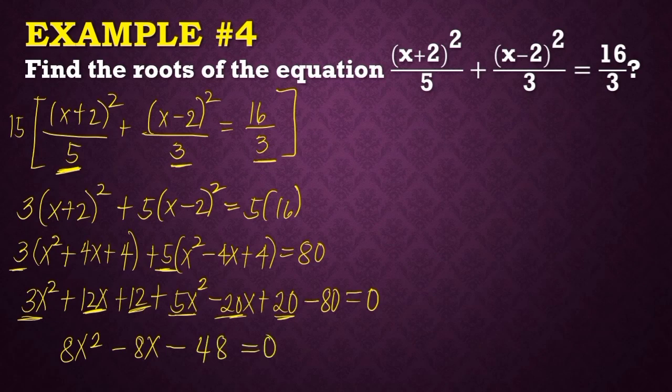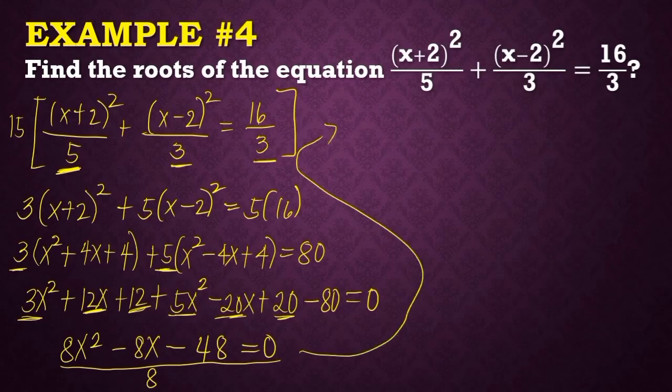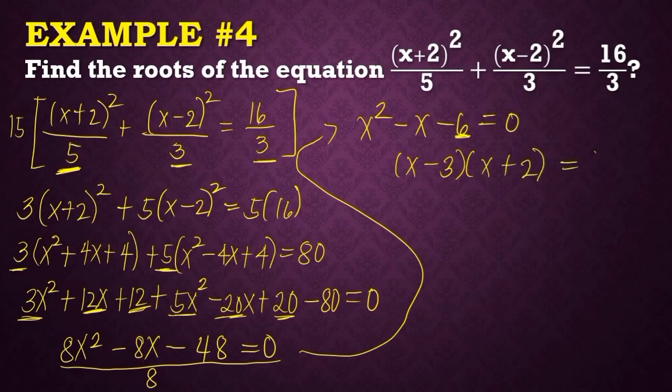equals 0. Now, itong equation na to, pwede natin siyang i-divide sa 8. So, upon dividing by 8, magiging x squared minus x minus 6 equals 0. So, lumiit po siya. So, using factoring, factor natin siya. So, ano yung mga factors ng negative 6 na pag pinag-add, lilitaw yung negative 1 na coefficient ng x na middle term. So, that is negative 3 and 2. So, isusulat natin as x minus 3 and then x plus 2 equals 0.